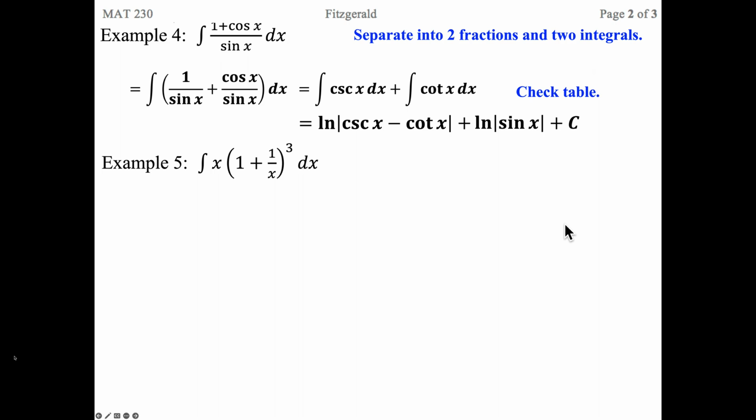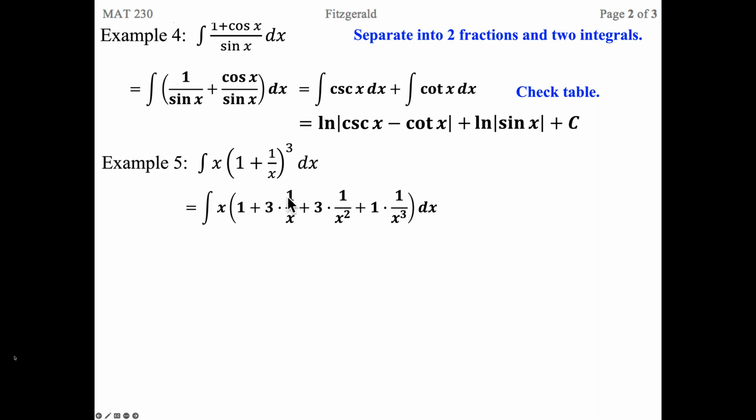Example 5, we want to integrate x times the binomial 1 plus 1 over x to the third power dx. We kind of saw this in our last unit. We'd have to FOIL this out. If I FOIL that out, it's 1 plus 3 times 1 over x plus 3 times 1 over x squared plus 1 times 1 over x cubed.